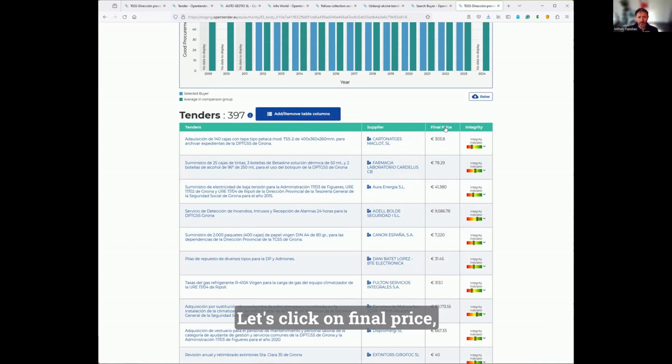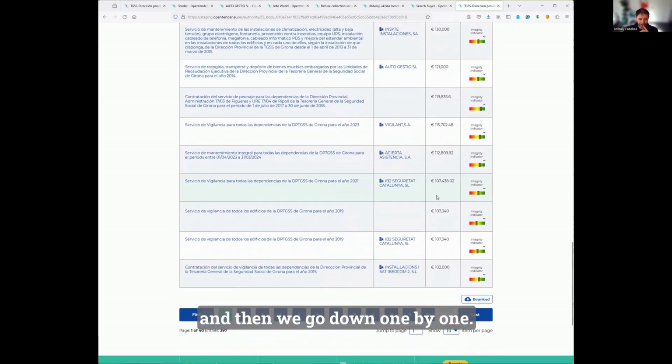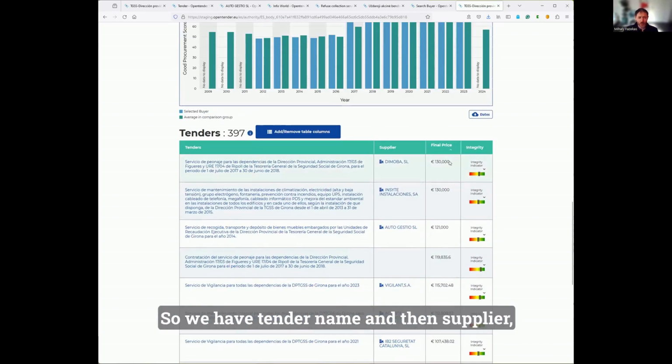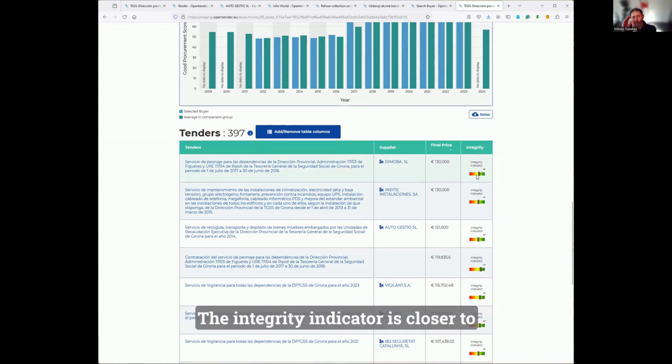Let's click on final price. So sort tenders by contract value. Okay, so the largest tenders are here, and then we go down one by one. So we have tender name and then supplier, 130,000 euro. The integrity indicator is closer to the yellow and the green color, so that means this particular tender didn't have much to be worried about.